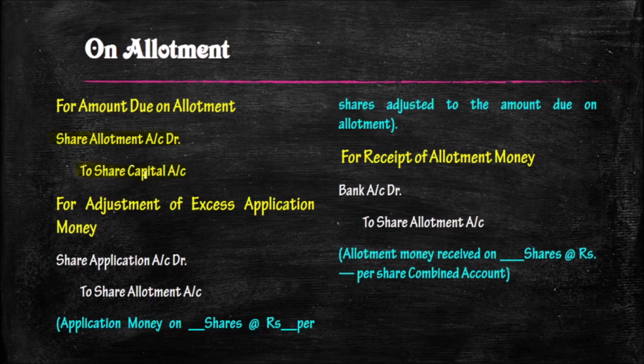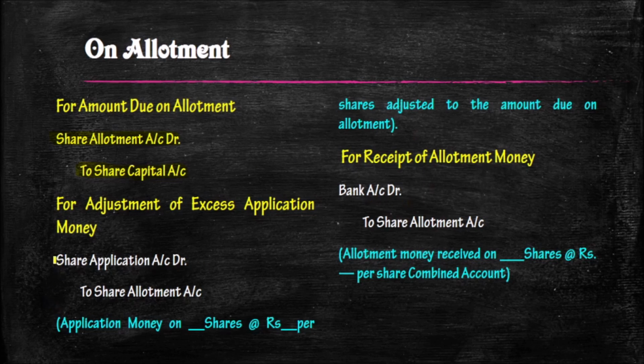So what do we have to write? Share allotment to share capital, rupees 10 into 5, 50,000. That is the due entry, writing the amount we have to get through allotment. And after that, we have to adjust an entry.